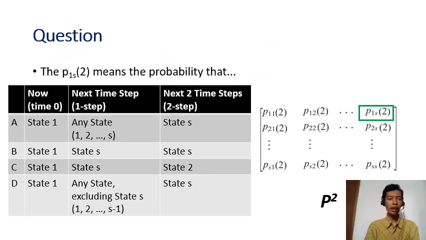Okay, so let me ask you a question to check your understanding about 2-step probability. So given the P squared matrix, I ask you what is the meaning of PIS2. As usual, I will give you a pause in the video to give you time to think about the answer, and I will give you the answer after that pause.